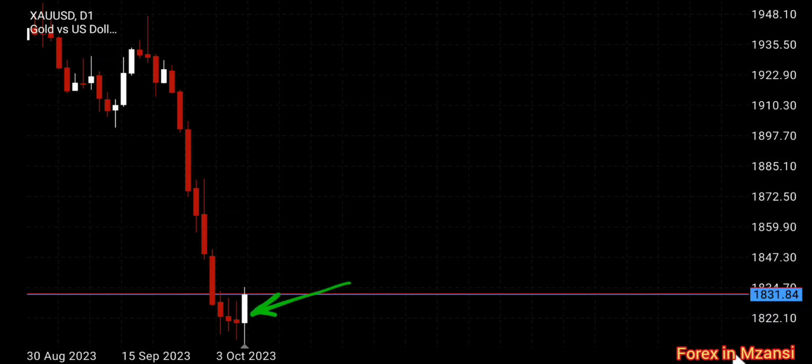What does that candlestick tell us? We are moving to the downside, and then we have a candlestick like this to the upside, which means we are having a bullish.